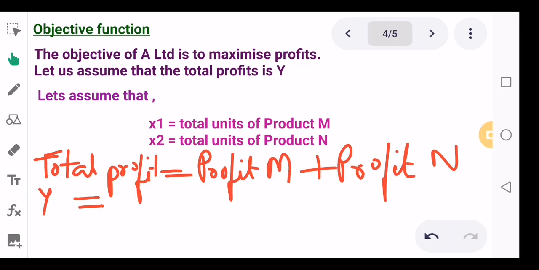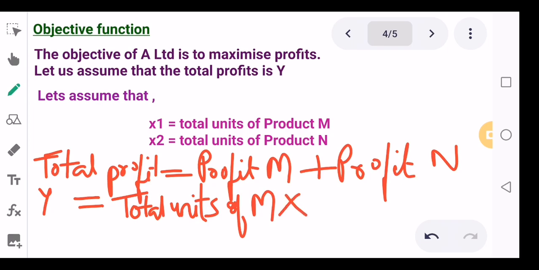So profit of M is equal to total units of M into cost per unit. Is this clear?